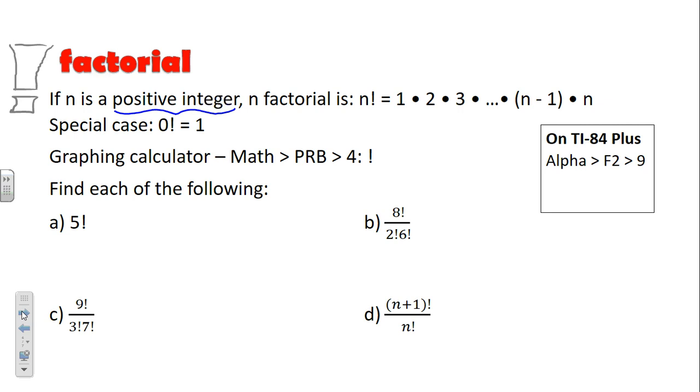So 5 factorial is probably one that we can do ourselves in our head. 5 factorial means we're taking 5 times 4 times 3 times 2 times 1, right? 5 times 4 is 20, times 3 is 60, times 2 is 120, times 1 is 120. Okay? So mental math, we can probably do 5 factorial in our heads.